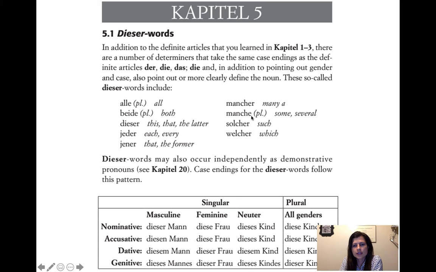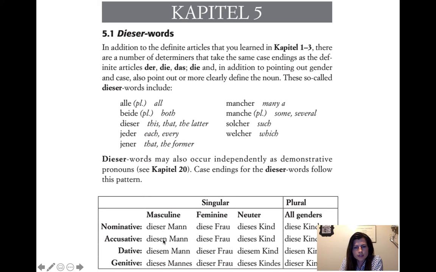And then manche, these are kind of interesting. Manche with just the E at the end, that's used quite a bit, and it's always plural. And then mancher with the R at the end, that wouldn't show up quite as often, but you can use it that way, and it would change the endings just like dieser and jeder. And then solche, such a great day or something. Welcher, then, which, and you've got to change the endings based on all these.